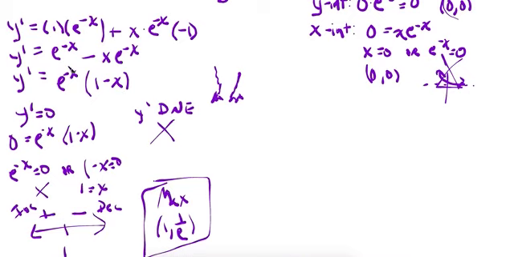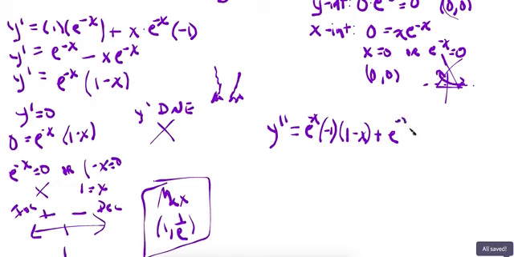I'm actually going to use this form of it. So y double prime is equal to, this is a product, so I'm going to use product rule. First I'm going to take the derivative of this one, so that would be e to the negative x times negative 1 multiplied by 1 minus x, plus, now this stays the same, e to the negative x, and we take the derivative of this, which is just 0 minus 1, so negative 1.